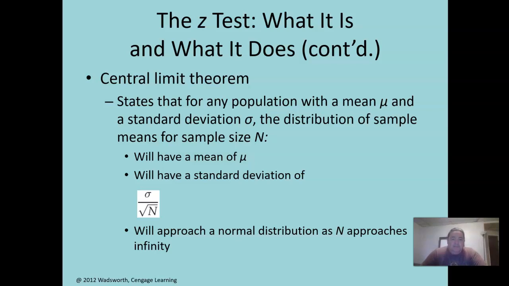The central limit theorem states that for any population with a mean mu and a standard deviation sigma, the distribution of sample means for sample size n will have a mean of mu, will have a standard deviation of sigma over the square root of n, the sample size, and will approach a normal distribution as n approaches infinity. So the larger the n, the more of a normal distribution will occur.